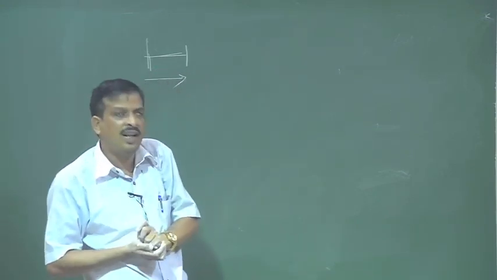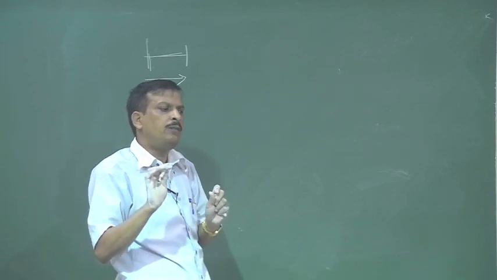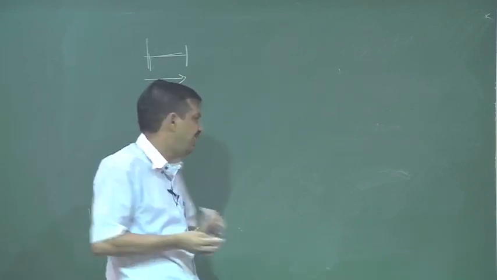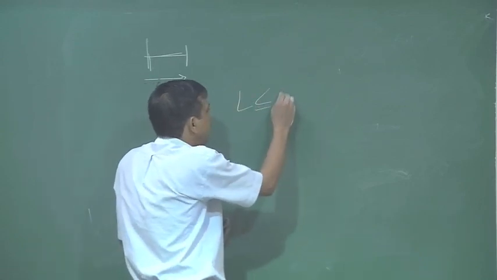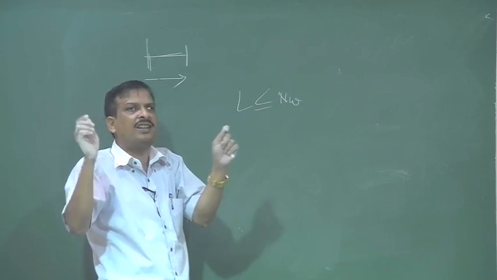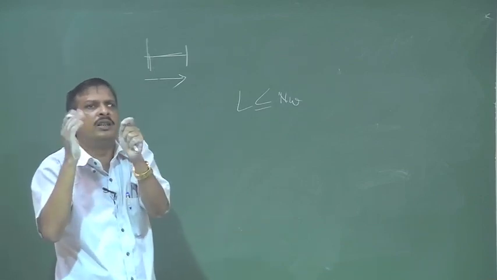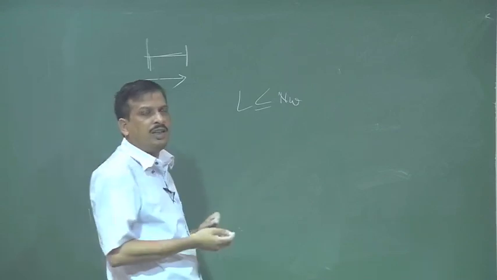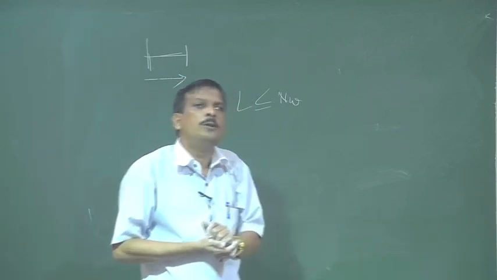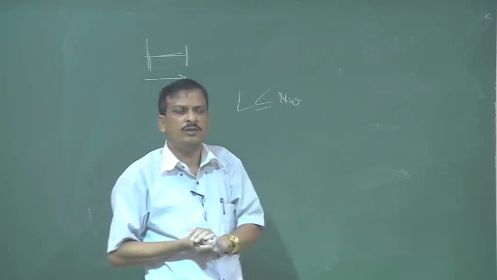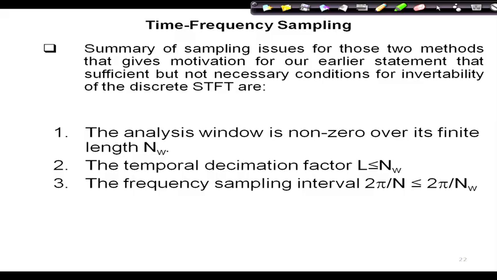The analysis window is non-zero, it has a finite length NW. So the temporal decimation factor L must be less than the length of the analysis window, as we have already said. If it is greater, then I miss the signal. And 2 pi by NW must be less than the number of channels bandwidth. Okay, this we know.